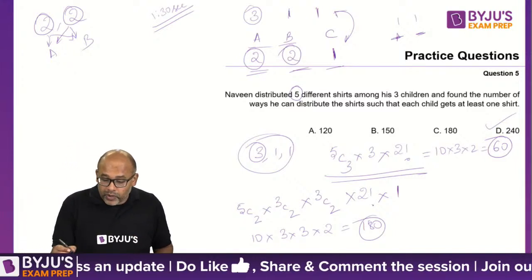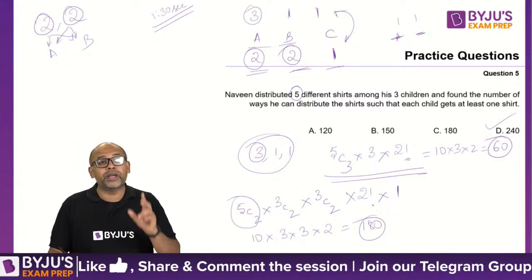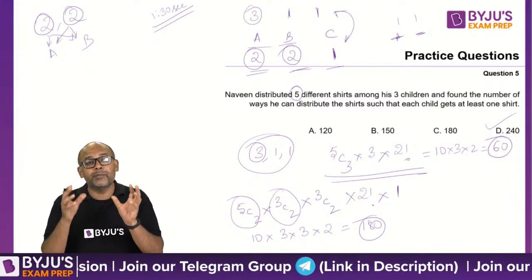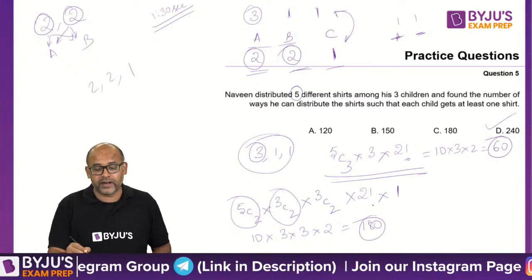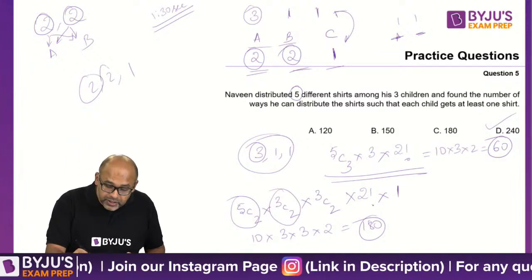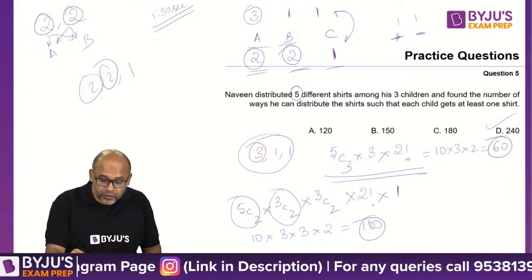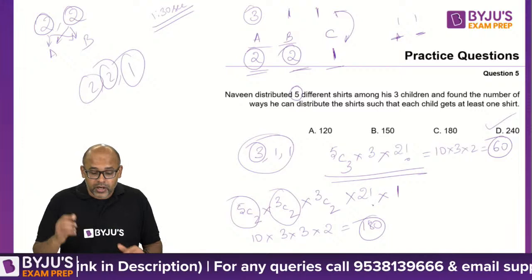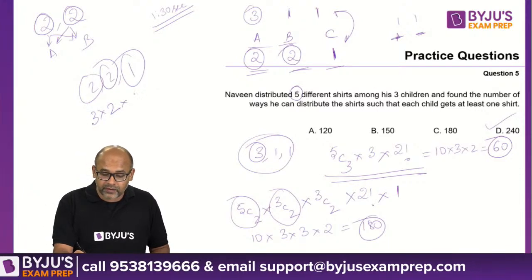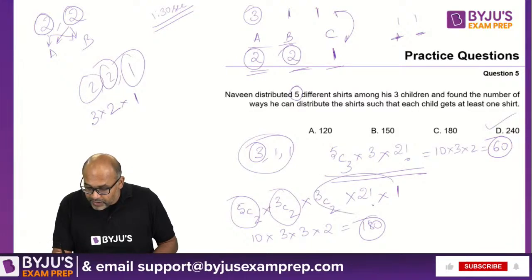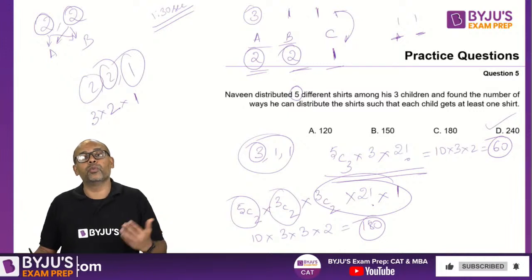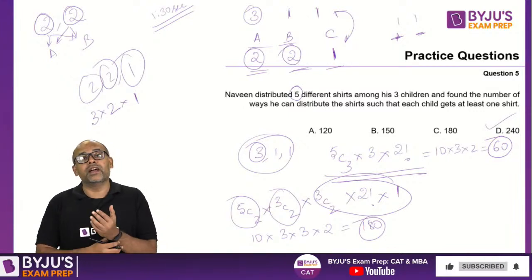So please understand here, what am I doing? I am first grouping 2 shirts, then grouping another 2 shirts. So first I made groups of 2, 2 and 1. Now the question is, this 2 will go to which person? This 2 will go to which person? And of course this 1 will go to which person? So this can be sent in 3 ways, this can be sent in 2 ways and this 1 will go in 1 way. 3 into 2 into 1, which is nothing but 3C2 into 2 factorial, the same as 3 into 2 into 1. So this is your final answer for the second part.